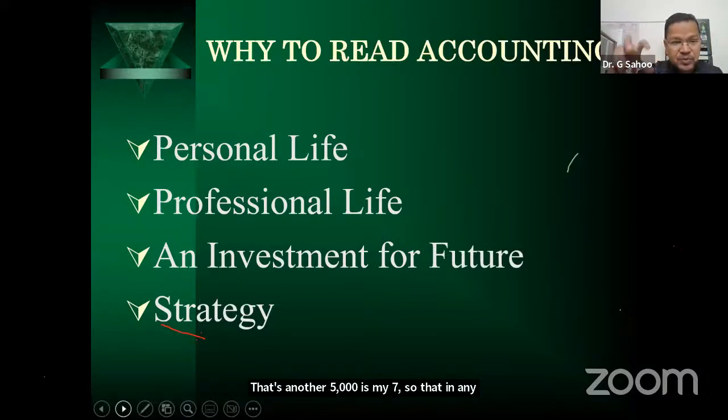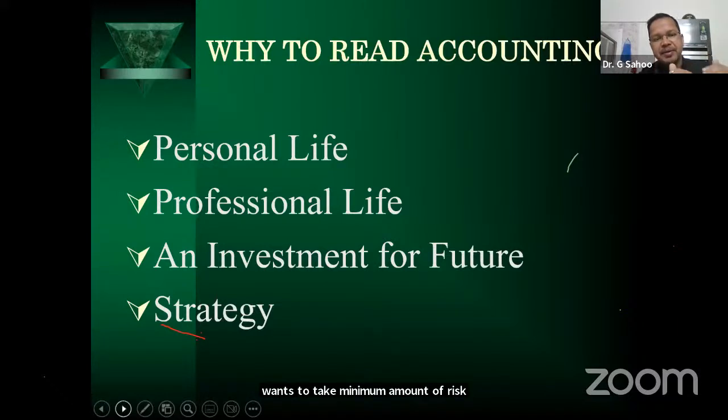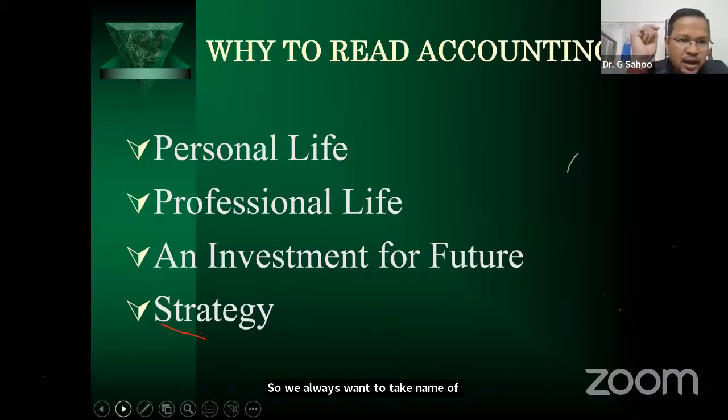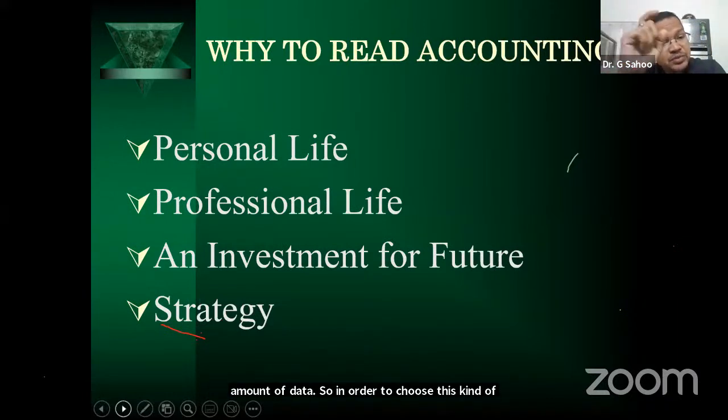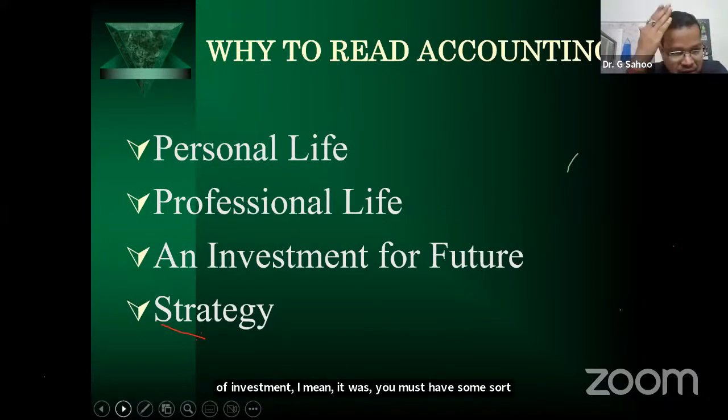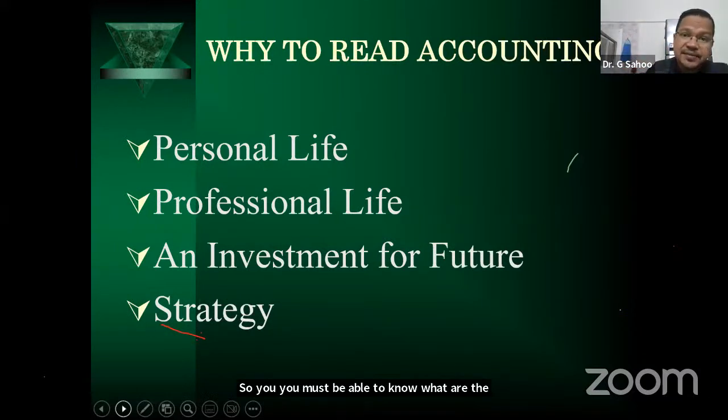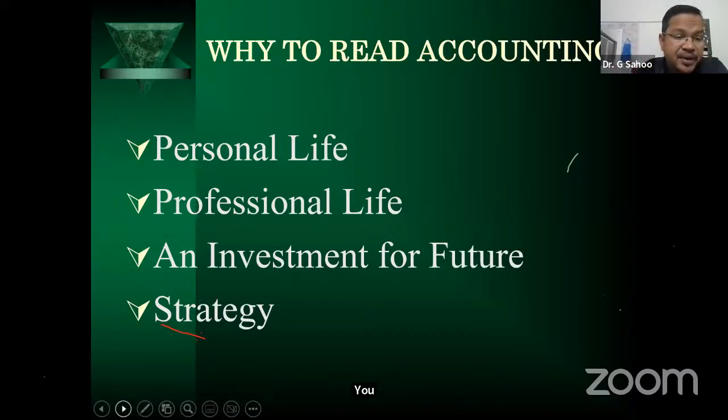Whenever you put your savings or surplus in any investment avenue, you must have knowledge of accounting. Why? Because all investors want maximum return, and they always want to take a minimum amount of risk. In order to choose such investment avenues, you must have some knowledge about accounting. You must be able to know the profitability indicators of the business or organization. On that basis, you will analyze whether you should invest your money in that particular company or not.